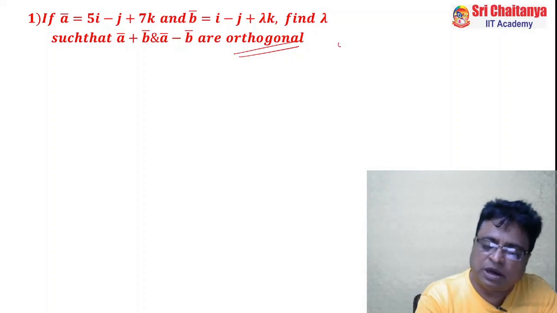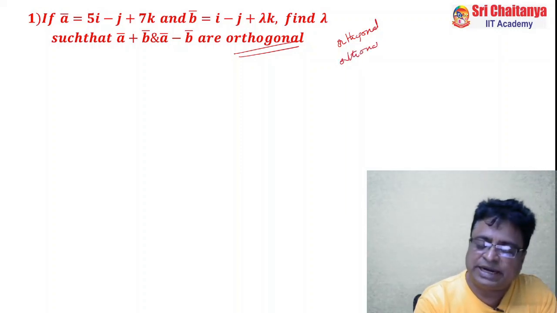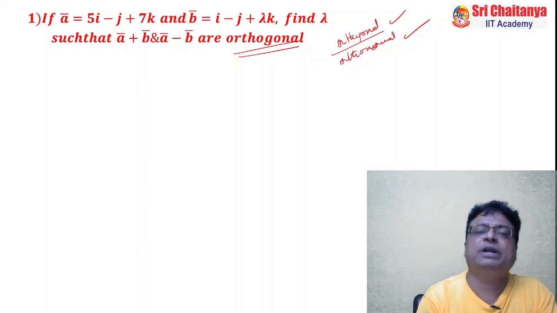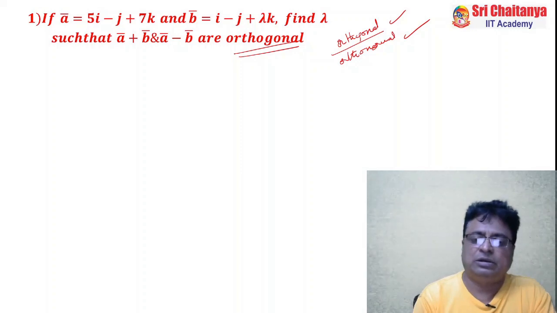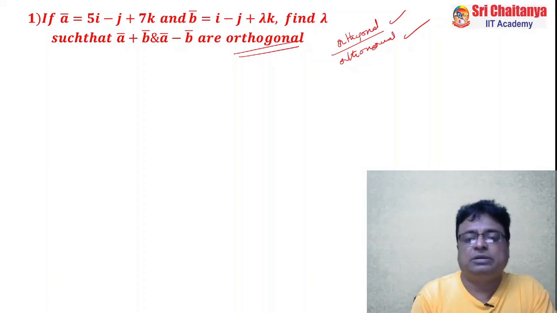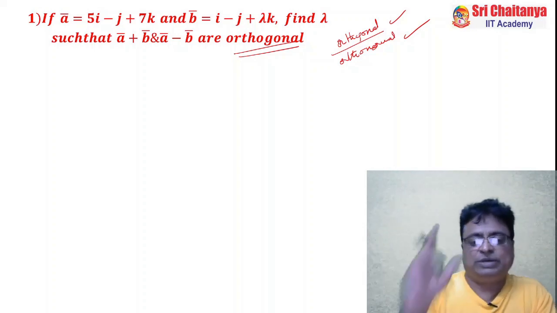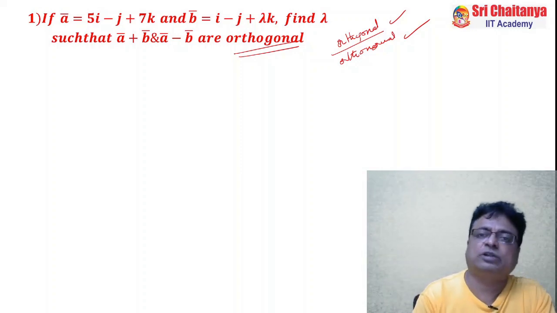There are two terms, orthogonal and orthonormal. Try to understand the difference between these two. Two vectors are said to be orthogonal if they are perpendicular to each other. They are orthonormal if they are not only perpendicular, but the magnitude of each and every vector is 1. So if magnitude is 1 and they are perpendicular, they are called orthonormal. Just if they are perpendicular, they are called orthogonal.